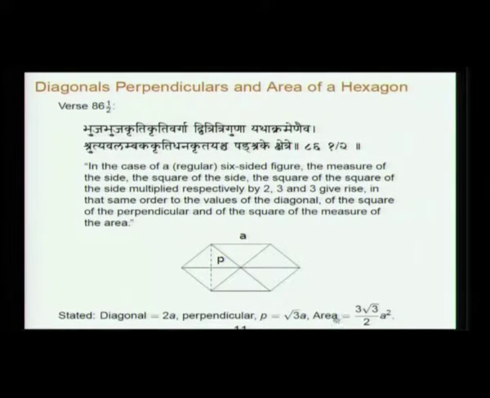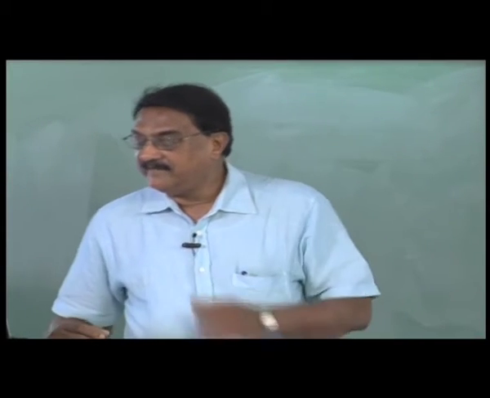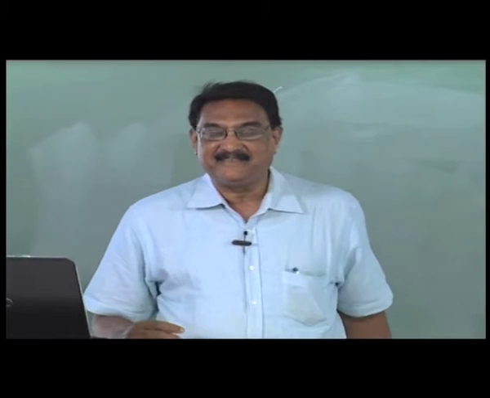I mean, of course, he is giving the square of the measure of the area. So the square of it is 9 into 3 by 4 into A squared, whole squared, you see, that is what he is giving. But if you take the square root, you get this. So this is the area of a hexagon. Then he talks of the Janya operations, generating triangles with rational sides, triangles, quadrilaterals and various figures with rational sides, you see.